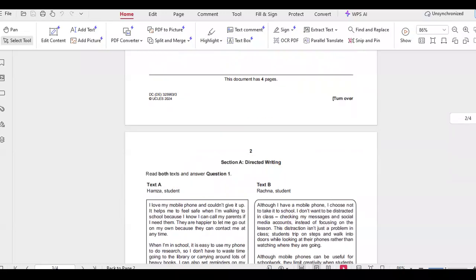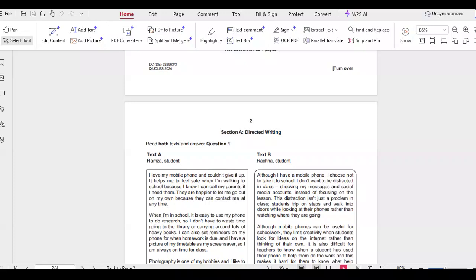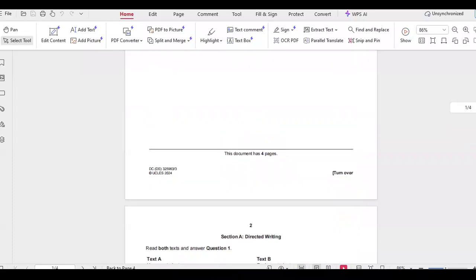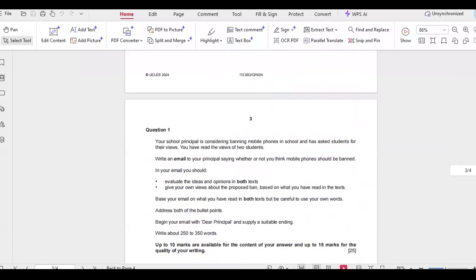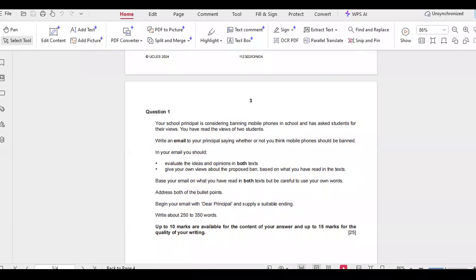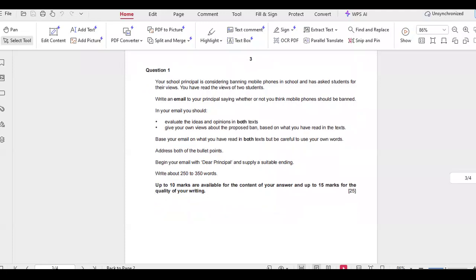We will start with section A, which is directed writing. For the exam series of October-November 2024, variant number 2 of paper number 2, we were given a question on writing an email. So before proceeding towards the understanding and evaluation of the text, let's understand what writing an email is. In order to understand this, I will refer to the documents that have been issued by the examiner.